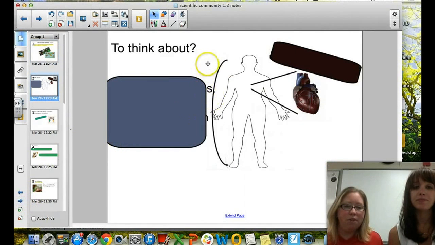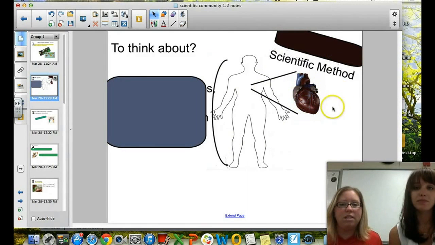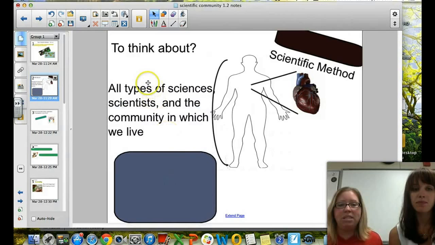So I want us to think for a minute about this analogy of the human body and the vital organ being the heart. Let's say the heart is what we call the scientific method, that big, long process that all scientists go through. The heart pumps blood throughout the whole body. The scientific method pumps throughout the whole body. And so the whole body would represent all the different sciences, all the different scientists in the world, and the community in which we live, with that vital organ pumping throughout the whole body.